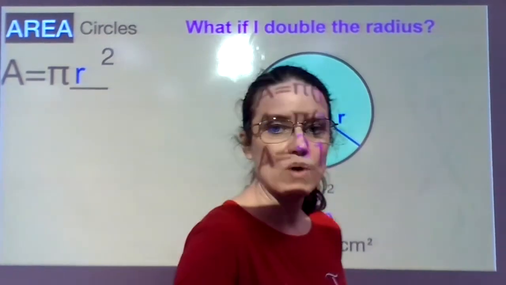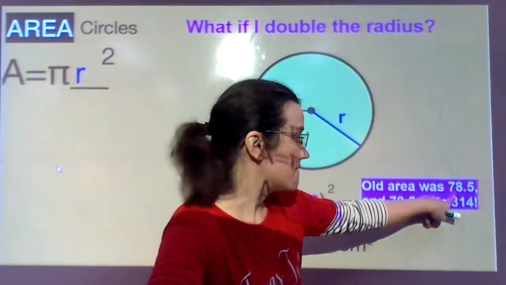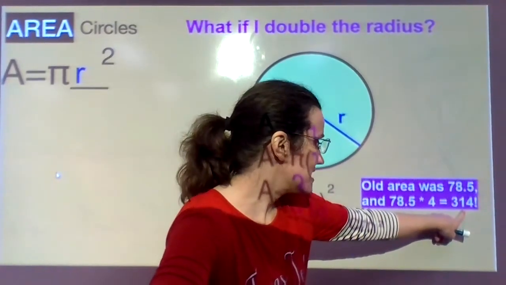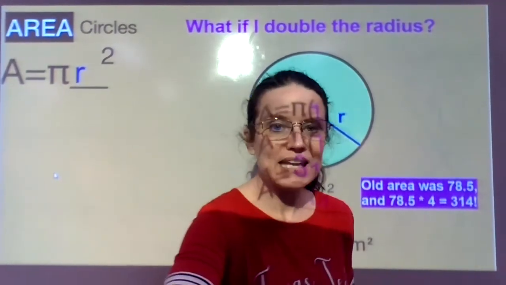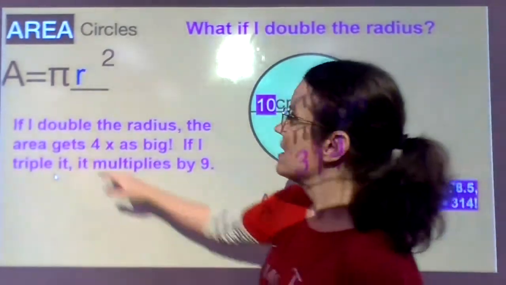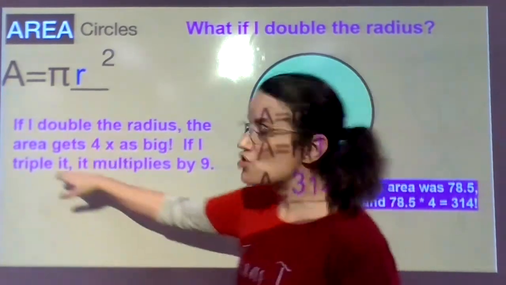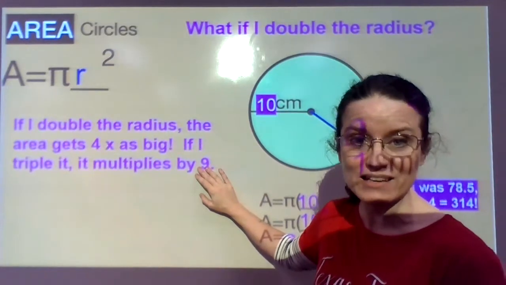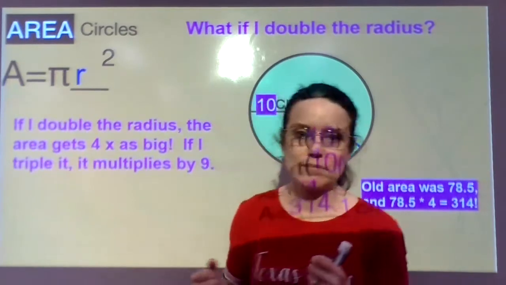How does that compare to what we had before? Well, previously, my area was 78.5. Now, my area is 314. That's 4 times bigger than it was before, instead of just being doubled. This happens anytime you do area of stuff. If you double the radius, the area gets 4 times as big. If you triple the radius, it gets 9 times as big. If you do 4 times the radius, the area is 16 times bigger.